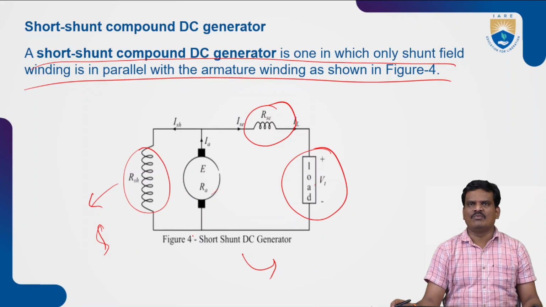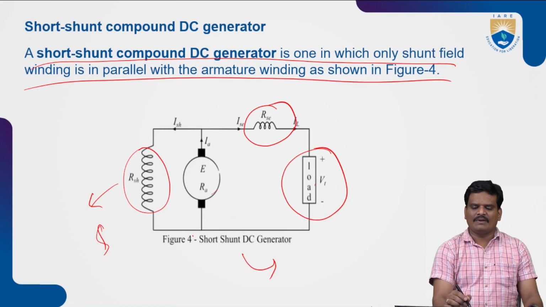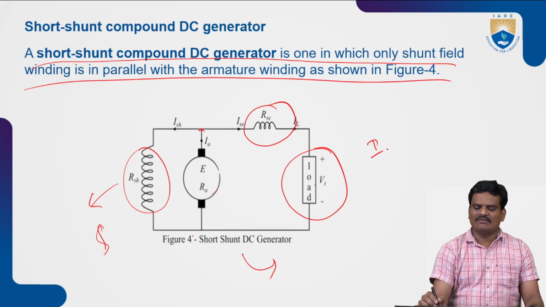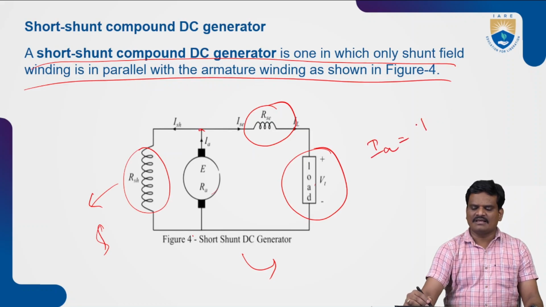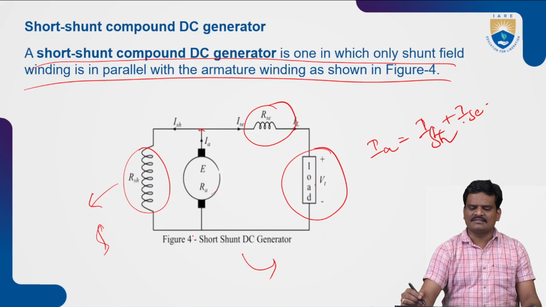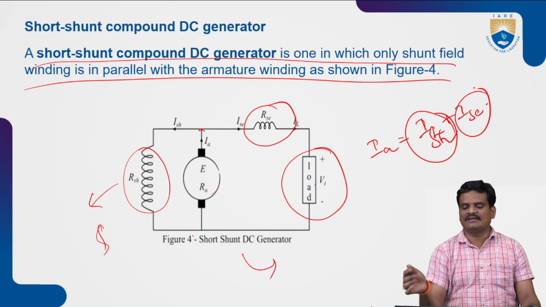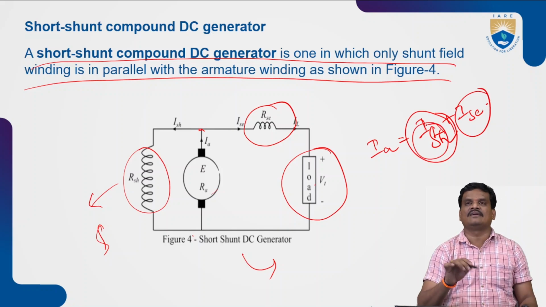The mathematical expressions involved in this: apply KCL at this particular point, where the relationship between the currents is IA equal to IL plus ISE, IA equal to ISH plus ISC. What is ISH? Shunt current. What is ISC? The field current connected in series. This is the field current which is connected in parallel.